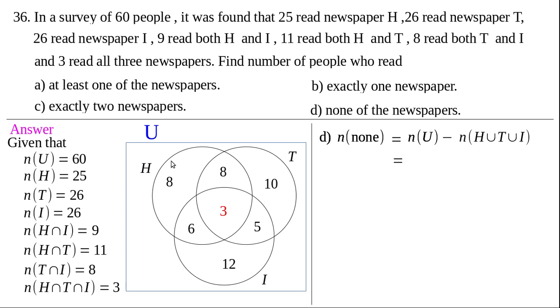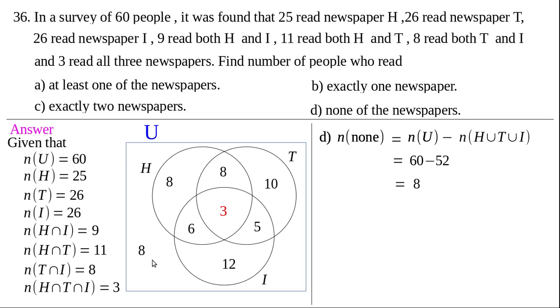Number of U is equal to 60 minus number of H union T union I that we already found, that is 52. Then 60 minus 52 equals 8. Therefore, the number of people who read none of these newspapers is equal to 8. Therefore, those 8 people lie here, outside of H, T and I, but inside U.